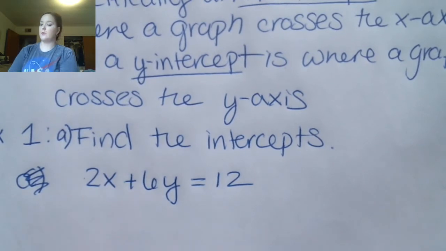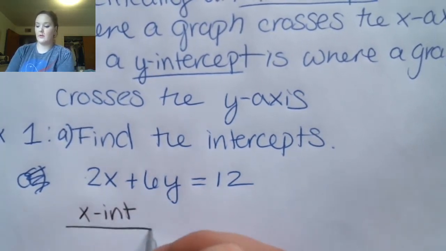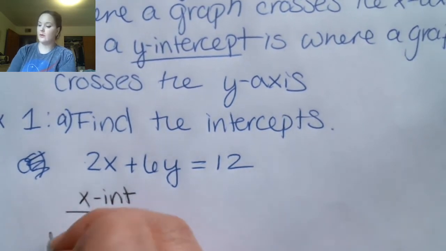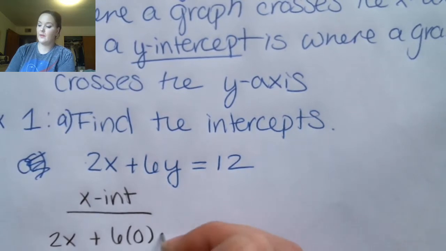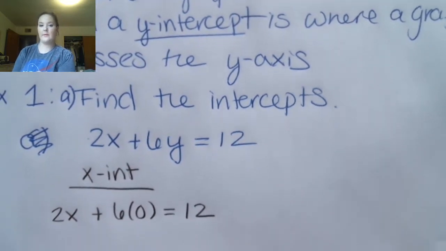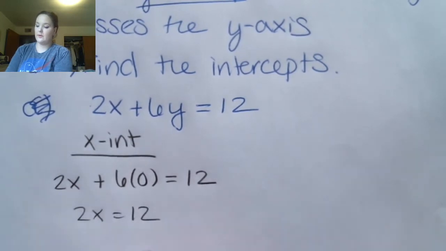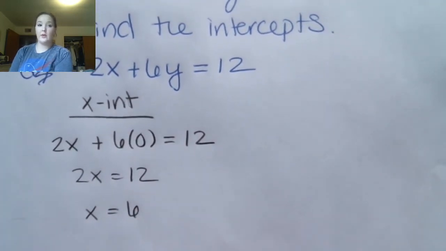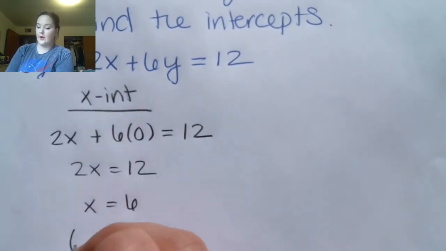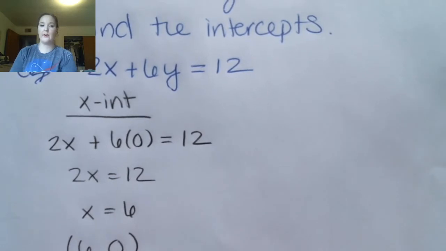Okay, so I will remind you that for the x-intercept, I'm going to set the y value equal to 0. Okay, so this would be 2x equals 12, so x equals 6. Okay, and you are going to give your value as an ordered pair, right, where the x value is 6 and the y value is 0.